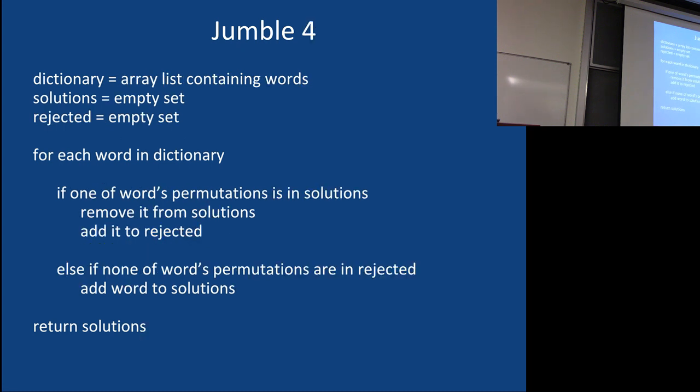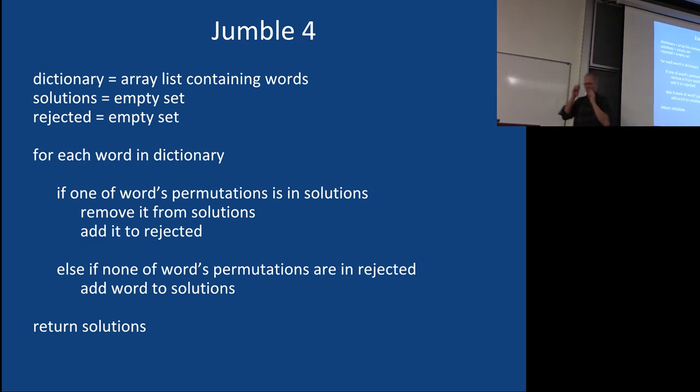Okay, so I'm going to sneak up on my final. Jumble 5 is my final solution, but I'm going to sneak up on it, and I'm going to do it with this one here. It's still structured the same way. We've got a list of words in our dictionary. We've got 2 sets, solutions and rejected. And so what we do is, we look at the word. If one of the word's permutations is in solutions, we remove it from solutions if it's in there, and we add it to rejected. Else, if none of the word's permutations are in rejected, then we add the word to solutions.